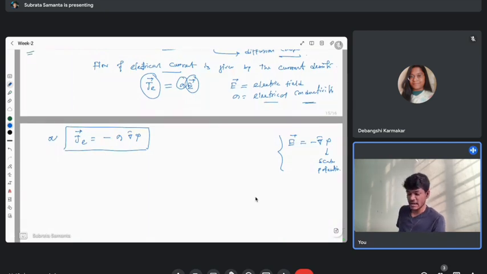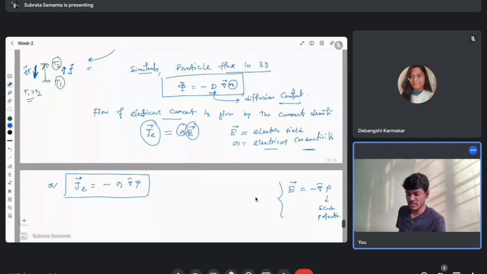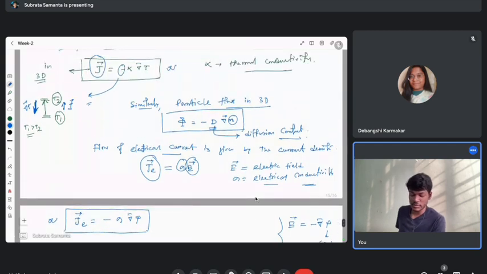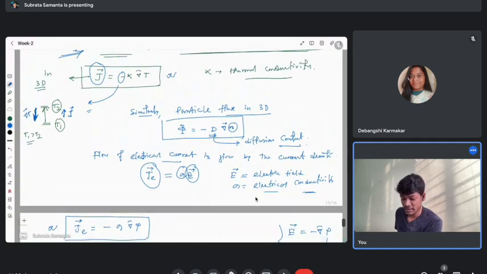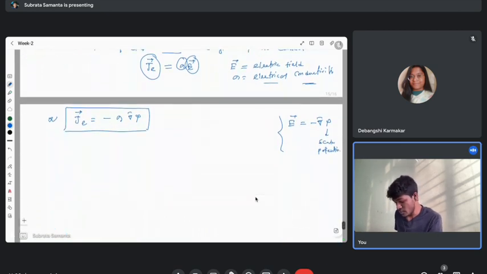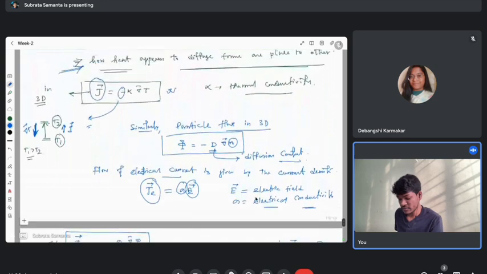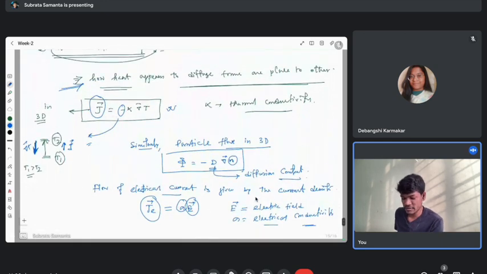Okay, so this point is clear, right? So this is the mathematical similarity between these three different things. The same kind of structure, where phi is a potential and J is the current density, and in this case the particle flux, heat flux, same kind of thing. So now we are going to calculate the first case, and we address this problem of how the temperature evolves.